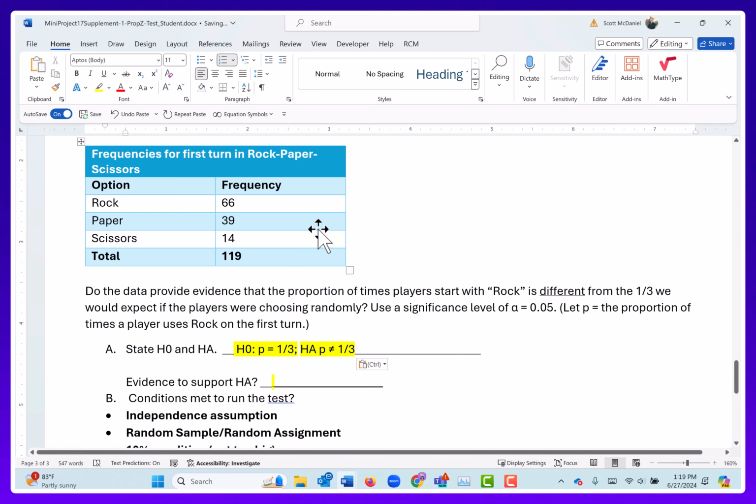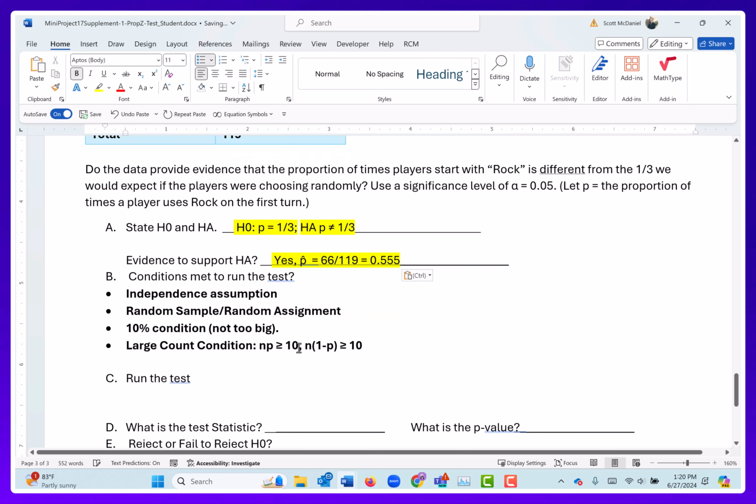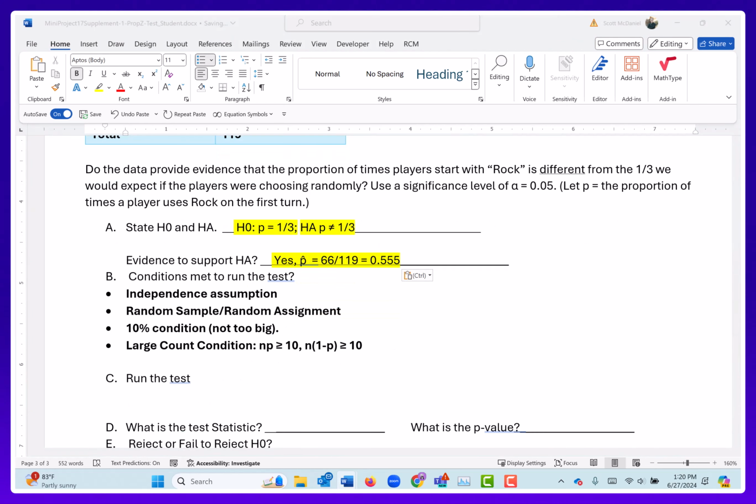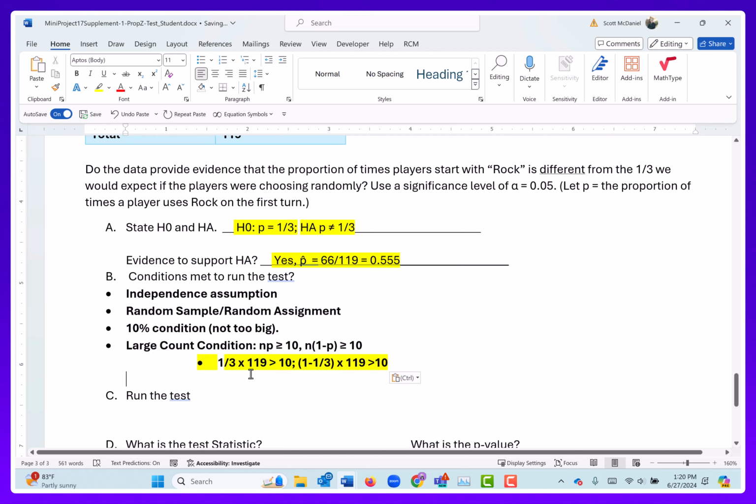Again, in a textbook type problem, they have to give you everything all at once, so we actually already know it's greater than, but we have to set this up before we even collect the data. So do we have evidence to support this? Well, yeah. Our p hat is 66/119, which is about 0.555, so we do have evidence that it is not 1/3. Our conditions are met, and the large count condition is the only one I really want to check: is 1/3 times 119 bigger than 10, and is 1 minus 1/3 times 119 bigger than 10, and they check out.